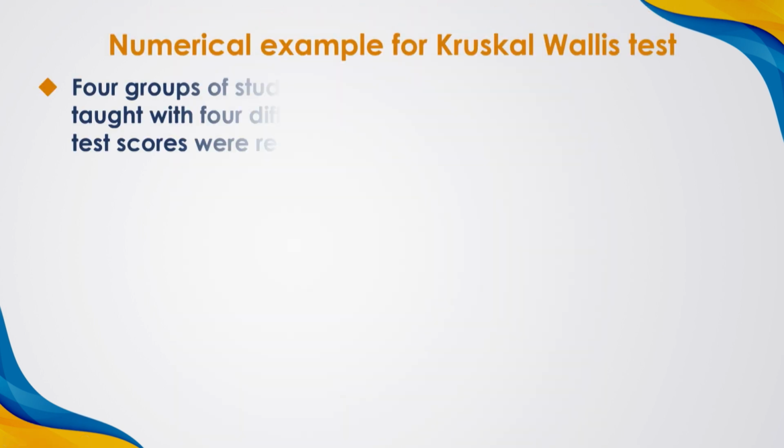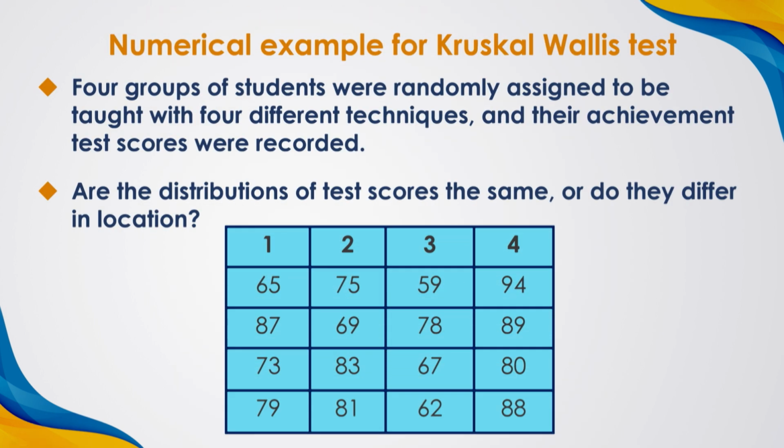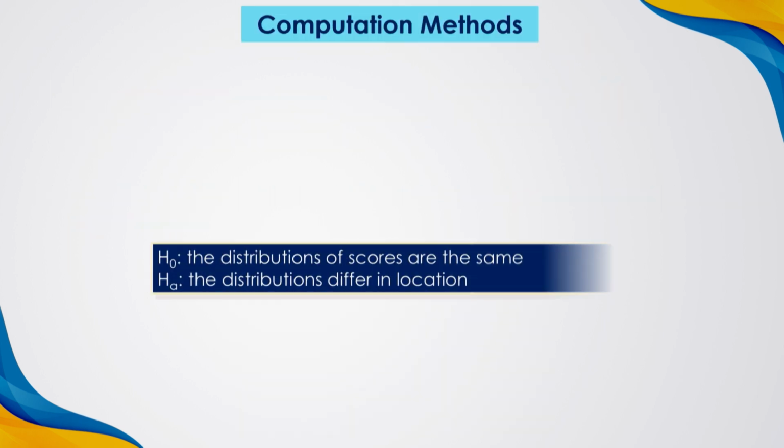And a numerical example: for a group of students, this is the data. There are 4 groups of students. Assume these are their achievement test scores. The 4 groups are there, the first group 1, 2, 3, 4, and the second, third and fourth groups are also equally numbered. So, in this case we want to go for the comparison, the computation methods.